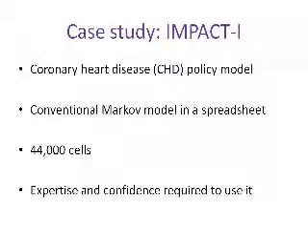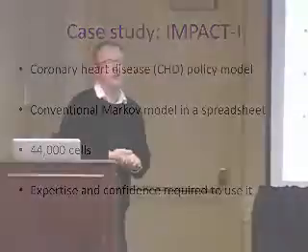So the work I'm reporting on today is basically Impact 2, and we're building on top of the Impact 1 project, which was a policy model for coronary heart disease. And it was actually constructed as a conventional Markov model, built into Excel. It was a complicated model, and it had 44,000 different cells. And actually using it was extremely difficult. You had to have a certain level of expertise, so you had to already climb that enormous steep ramp to actually get up there to start using it and have the confidence to do it.